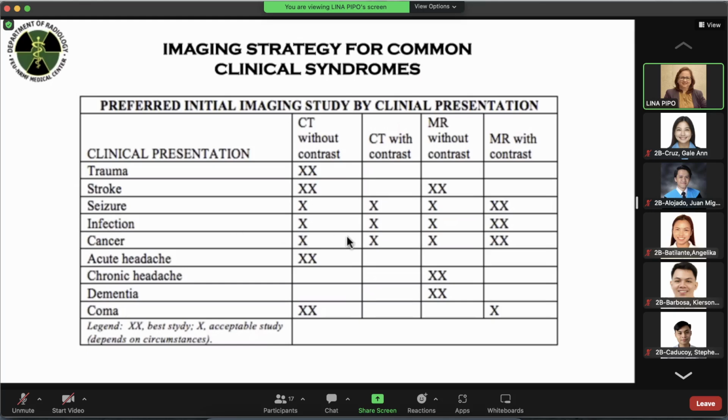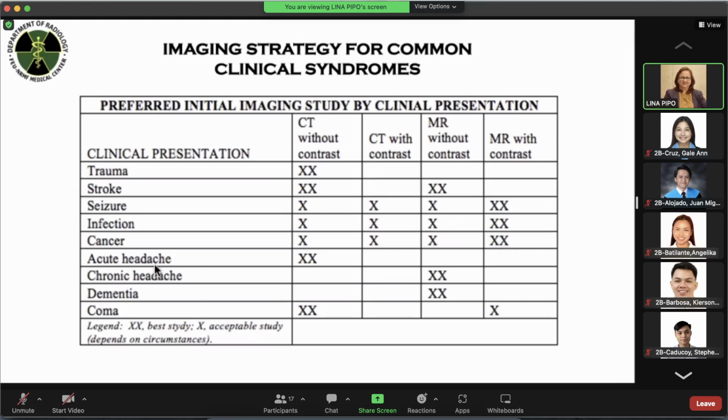And then infection. The plain CT, CT with contrast, and plain MRI are acceptable, but the best choice is MRI with contrast, because in cases of, for example, meningitis, there will be enhancement after contrast injection. There will be enhancement of the meninges, which is indicative of meningitis in your MRI. In cases of cancer, we are talking about tumors, so it is better to request MRI with contrast, because it will also produce enhancement post-contrast.